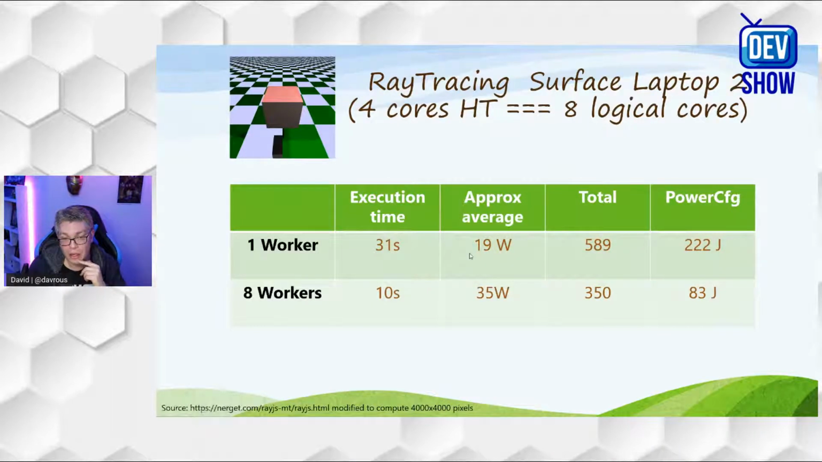About the energy consumption using my power meter, once again, it was really interesting because I was consuming much more energy in peak during the 8 workers test, like 35 watts, which was the maximum of energy I could consume with my laptop charger, for only 19 watts on the mono-threaded version, let's say. But if you look at Power CFG, that's why you should not just look at peak energy, I've been able to consume almost 3 times less energy using the workers.